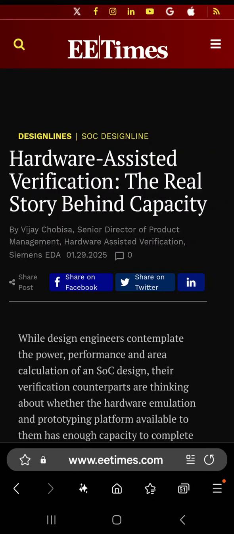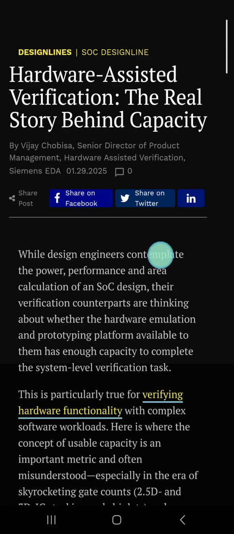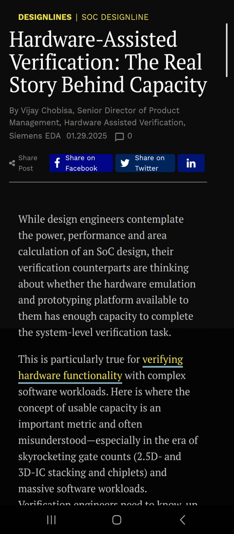Hardware system verification, the real story behind capacity. By Vijay Chavisa, Senior Director of Product Management, Hardware System Verification, CDA.